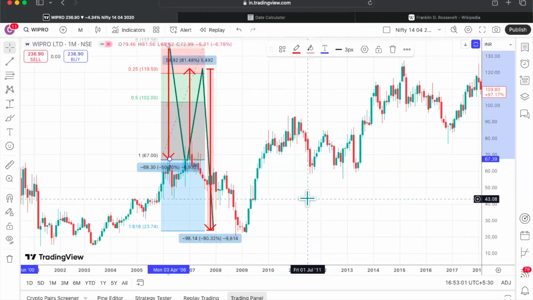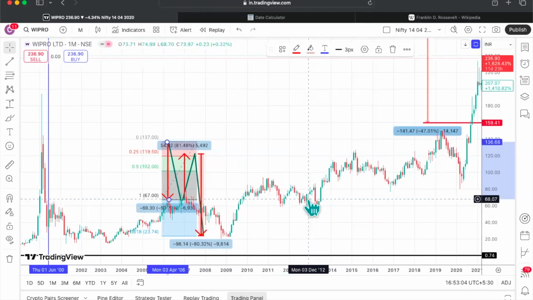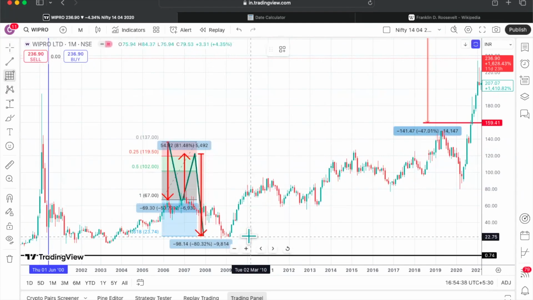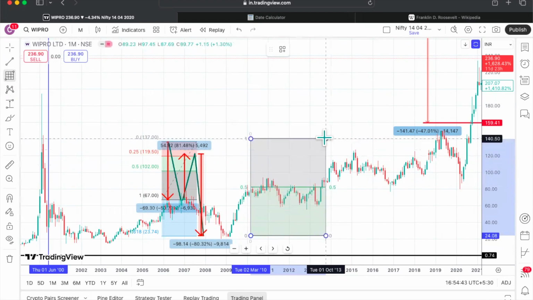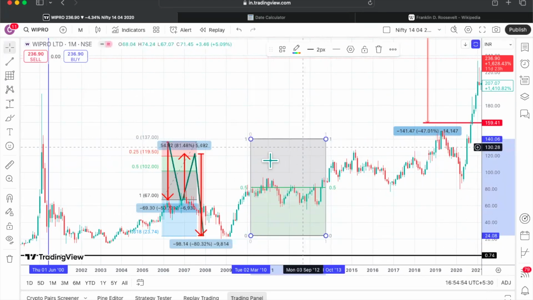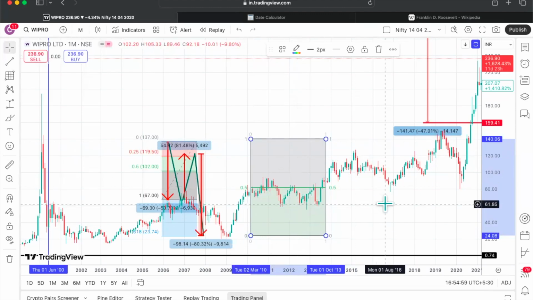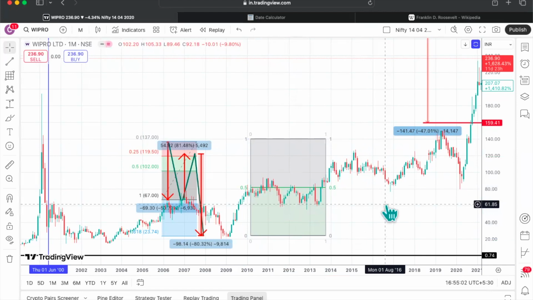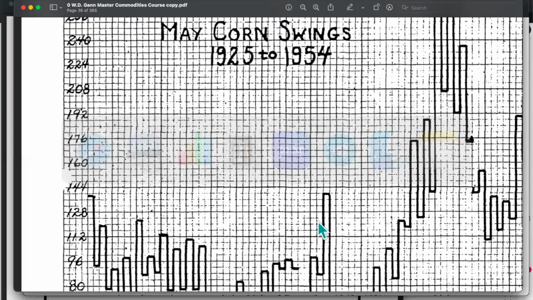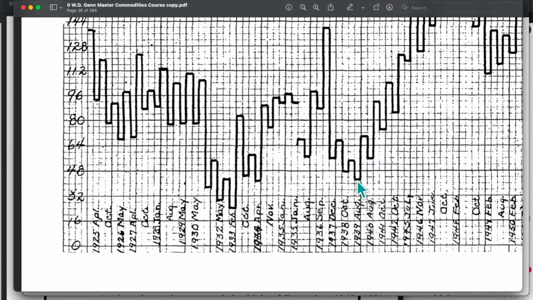Probably let's try to find a similar kind of structure. I'll just draw it in front of you. We had a bottom which was 24. So this is 24. We had a high which was 140. So this is 140. You can see these blue marks, 24 and 140, which have been coming over here. We had 24, the market did go up to 140, and from 140, the market did reverse back.